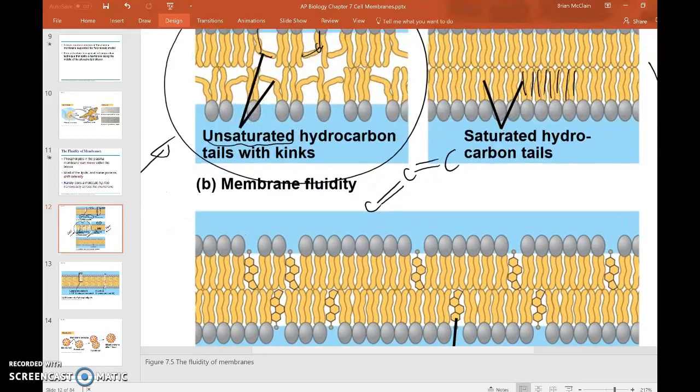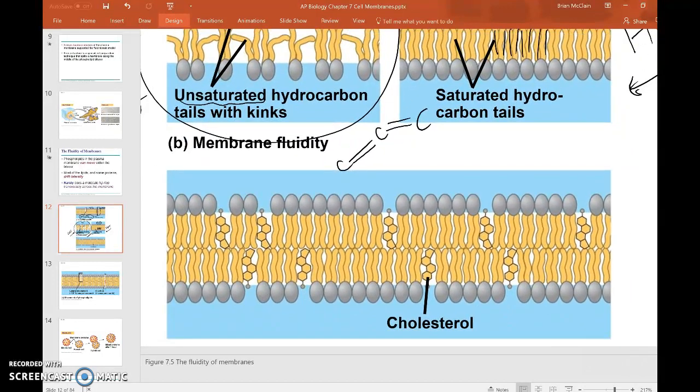Another factor that also is influenced by the temperature is the composition of these steroids inside of here. And if you recall, the general composition of a steroid is going to have the 4 carbon rings. And this specific steroid is cholesterol. So the cholesterol is serving 2 functions.